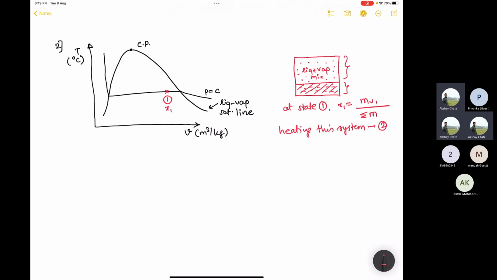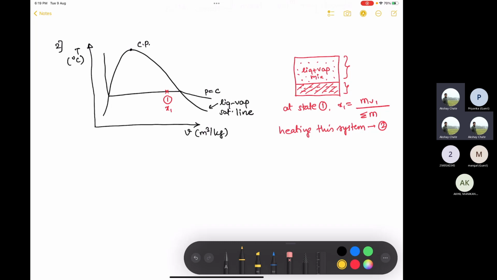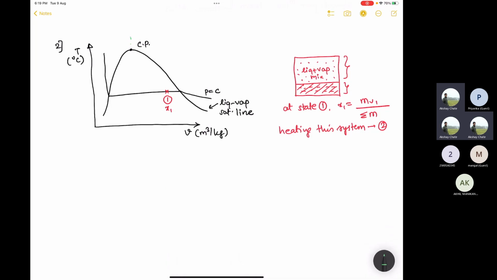You should remember that to discuss this, we need to first divide our domain of observation into two parts. That's why the critical point is important here. If your starting point, or point number 1, is in this domain, on the right side of the critical point specific volume, this will be the critical point, or in this case I can write CP.